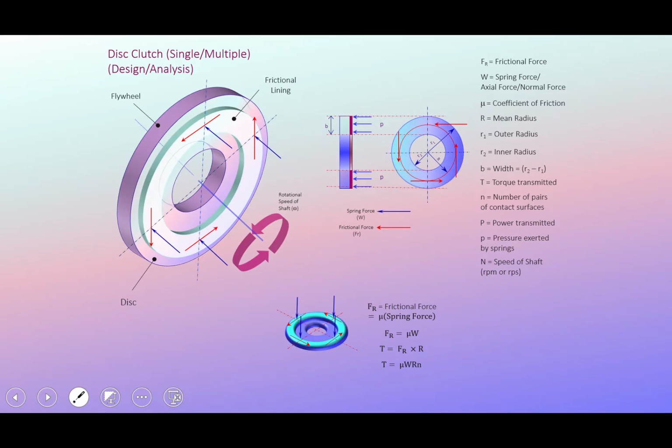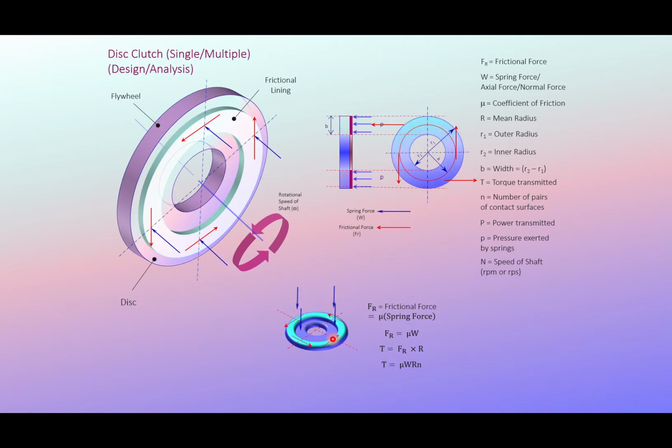Okay, so as you can see, it is acting like this. You can see the normal force is actually acting on the surface of the frictional lining, and because of that, it creates a tangential force or the frictional force like that. So you see this diagram here.